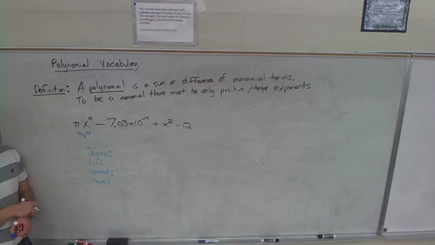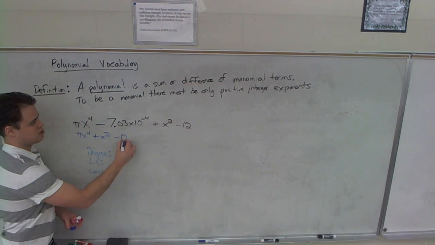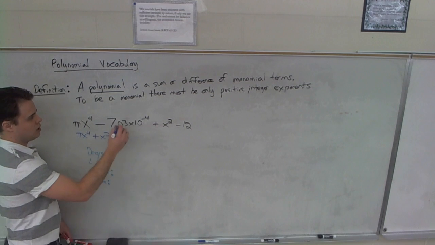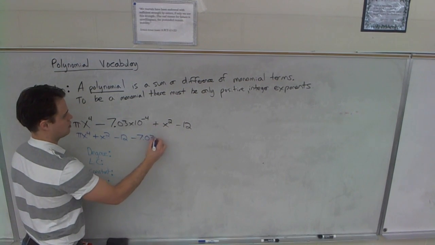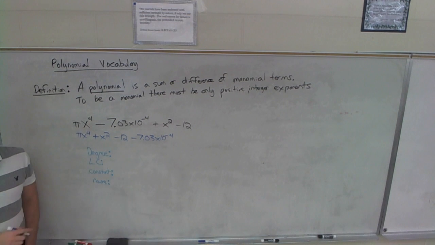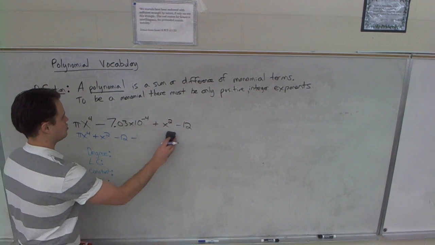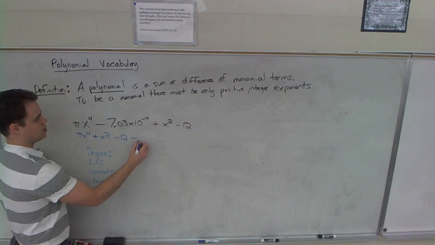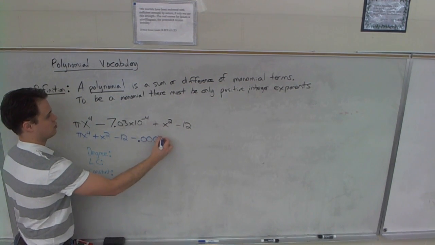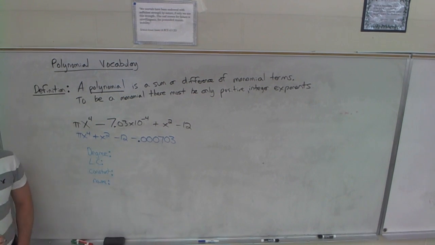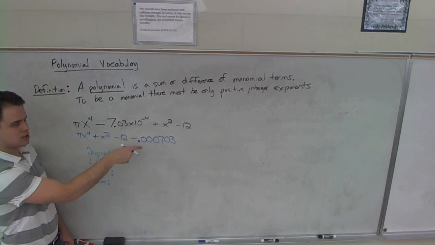What's next? X squared, good. And then next? I think minus 12, and then this thing. So what is that thing? Well, if you change it into regular notation, from scientific notation, I think it'll be easier to think about. So let's do that. So it's minus what? Minus 0.000708. Perfect. Thanks, Colton. Negative 4 exponent means 3 zeros, right? So really, that's part of the constant.